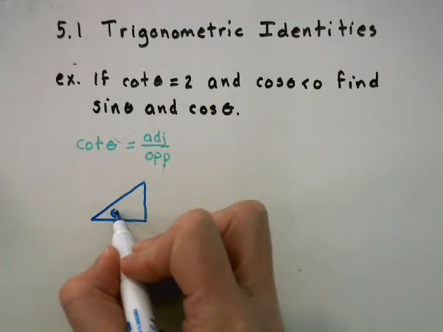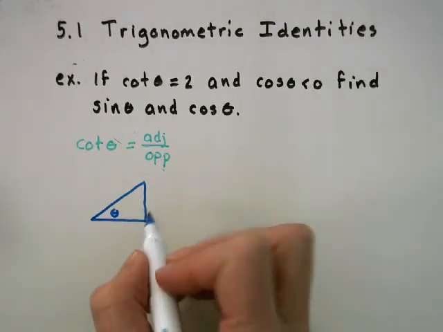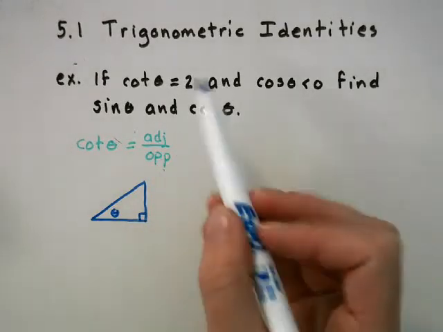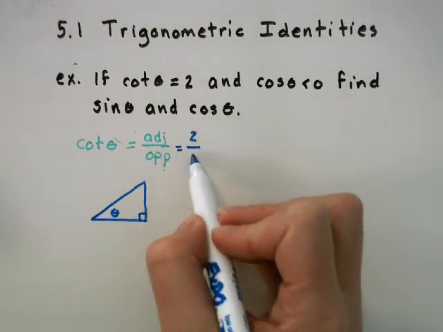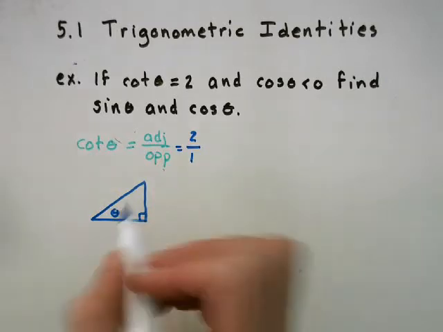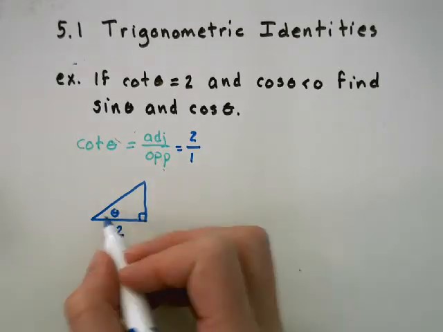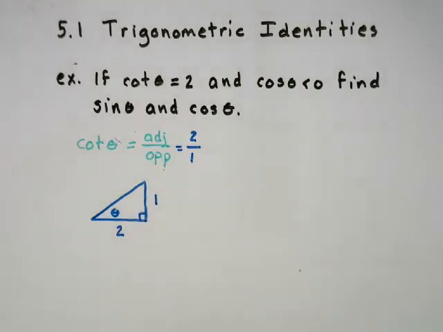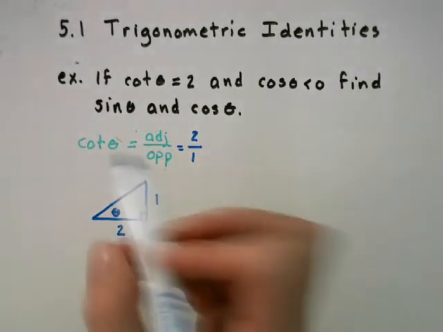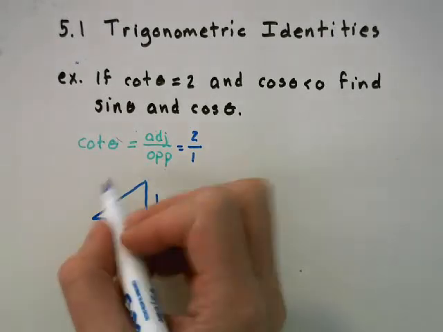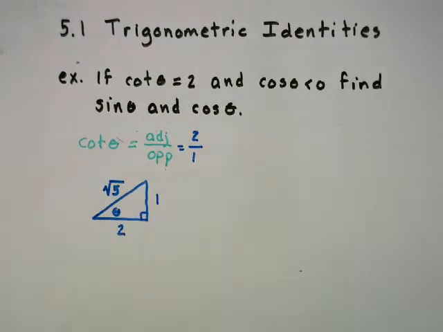So I'm going to say, here's my mystery angle theta. We don't know what it is, but we don't need to. But we know if cotangent is 2, we'll treat that as a 2 over 1. That means the adjacent side is going to be 2, and the opposite side is going to be 1. Again, using right triangle trig, if I want to find sine or cosine, I need the hypotenuse. So we'll do the Pythagorean theorem, where 1 squared plus 2 squared equals this squared, which is going to make this the square root of 5.